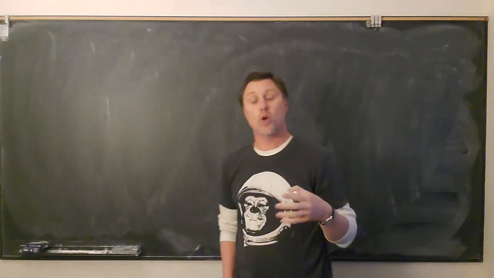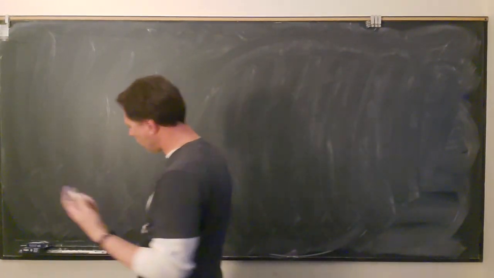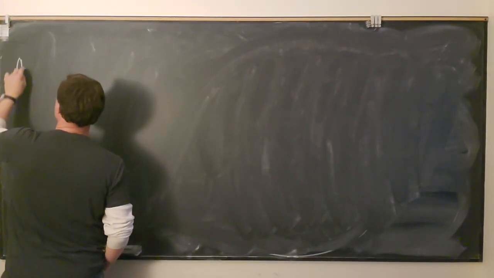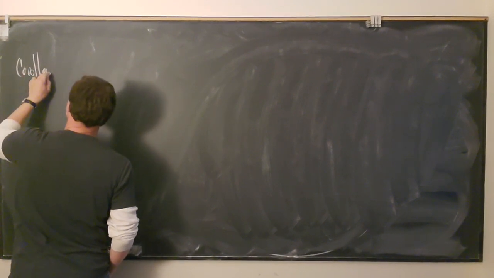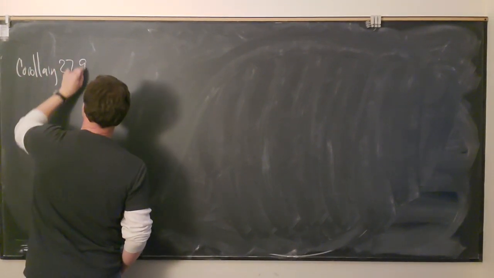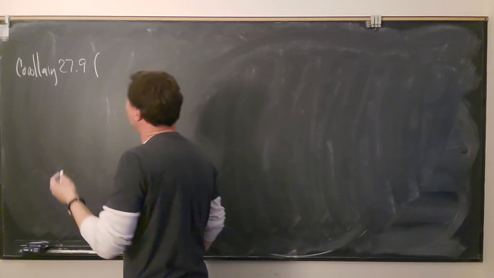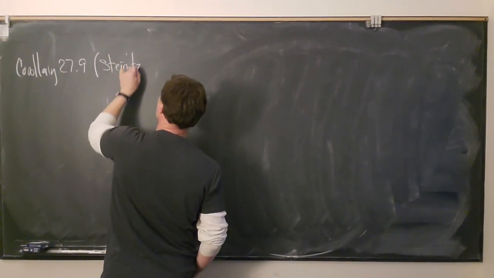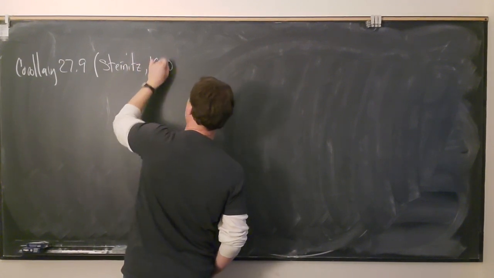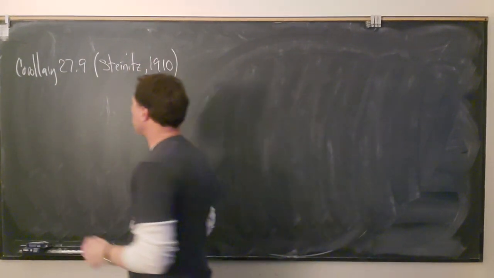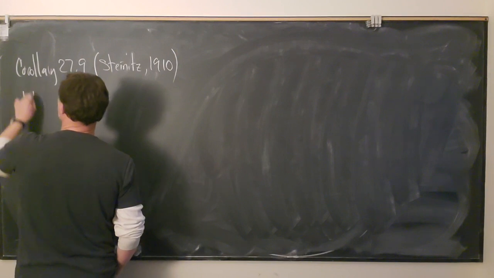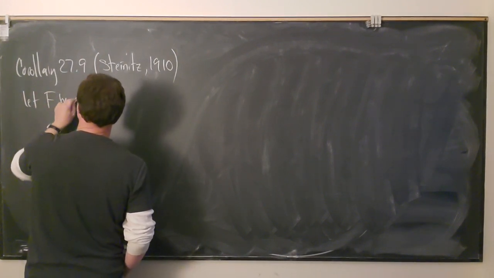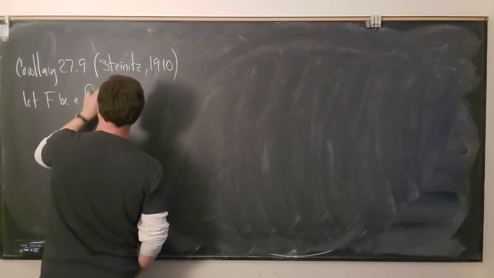Okay, now as a corollary to our previous result, this is going to be Corollary 27.9, and this result is due to Steinitz originally in 1910, and it goes like this. Let capital F be a field.